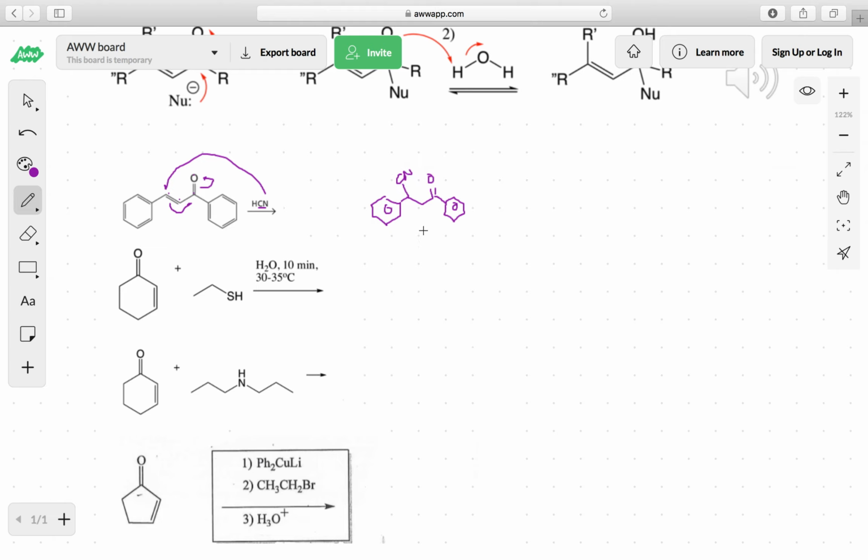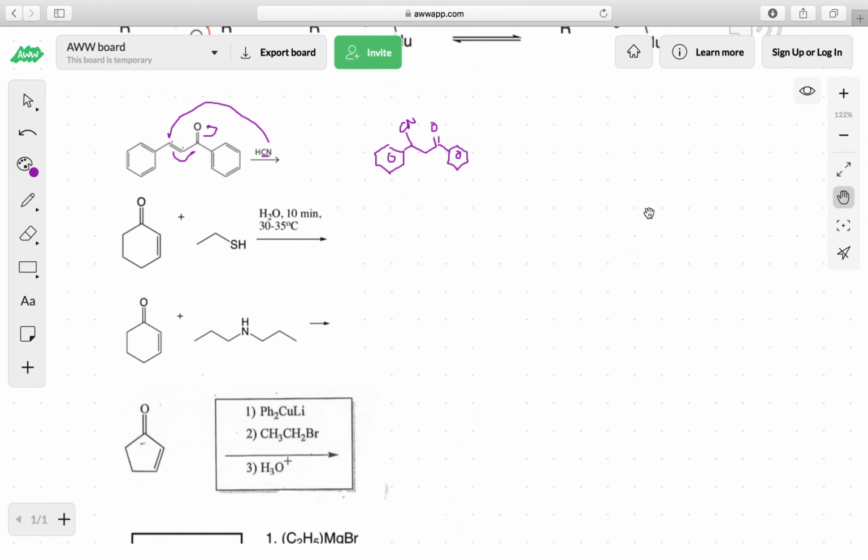So this should be your answer for number 1. Alright, let's go into number 2 now. So we have a thiolate here. And what our thiol will do is it's an alright nucleophile, but it's not as good as the organolithium or the Grignards or the aluminum hydrides. So we're just going to attack 1,4 once again. So this acts as a nucleophile and it's going to attack 1,4.